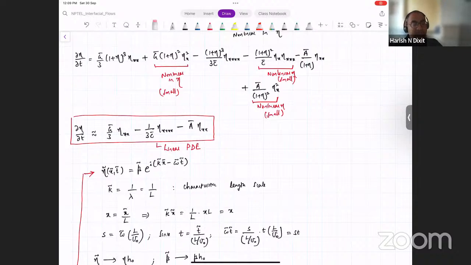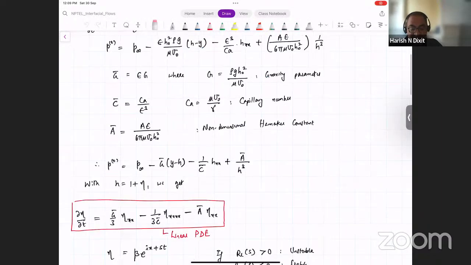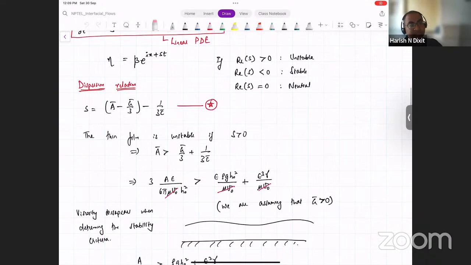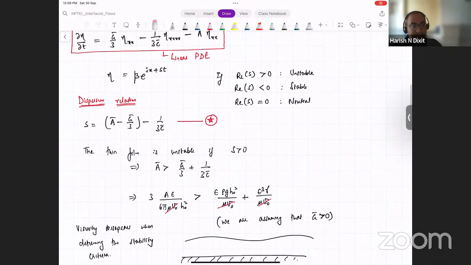So again, instability depends on the thickness. You will still end up getting the same criteria. The physics will still not change. This dispersion relation that I've got here, from which I can derive various criteria, will still be the same. If you do the whole process, you'll see that this dispersion relation will resemble this and can be reduced to the equation star.